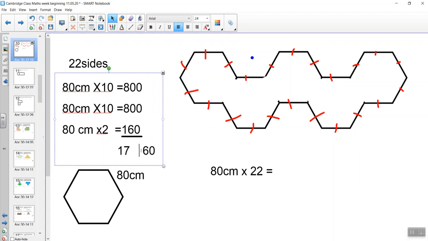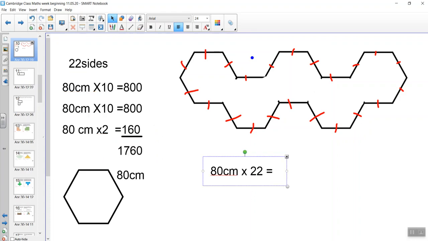So the perimeter of my shape is 1760 centimetres, which is 17.6 metres. Well done if you got that.